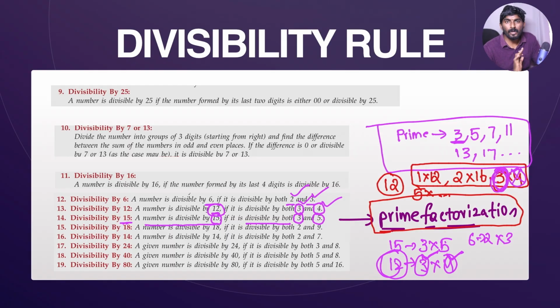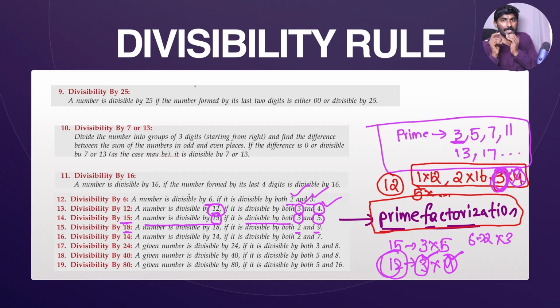Directly there is no rule for 12. You have to know 3, you have to know 4. Then only you can say it is divisible by 12 or not. Okay. In the same manner, if it is the situation with 18, what is the situation? 2 and 9. You have to know 2 and 9. The given number should be divided by 2. The given number should be divided by 9. Then only the complete number will be divided by 18.